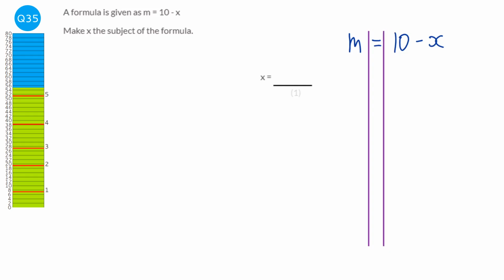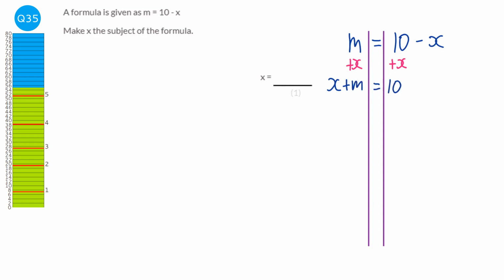Okay, so the first thing I'm going to do is try and make the x positive, because we're looking to make x the subject of the formula, which means we need it to be x equals. So what I'm going to do is just add x both sides. So we've got x plus m equals 10.